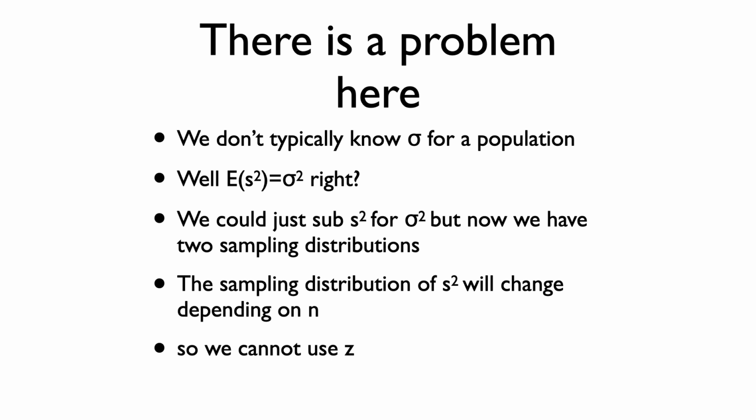So we can't use Z, because it's saying that things change if the number of subjects change. We can't have that. So we need something else. And you obviously know where this is going, considering the lecture's title is called t-tests. That's where we're going.